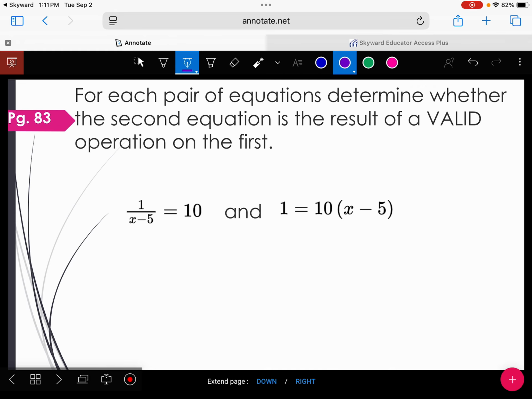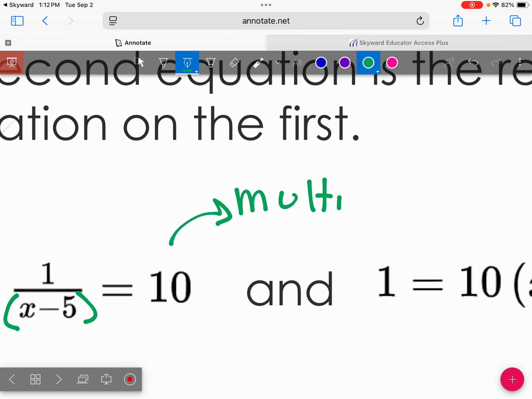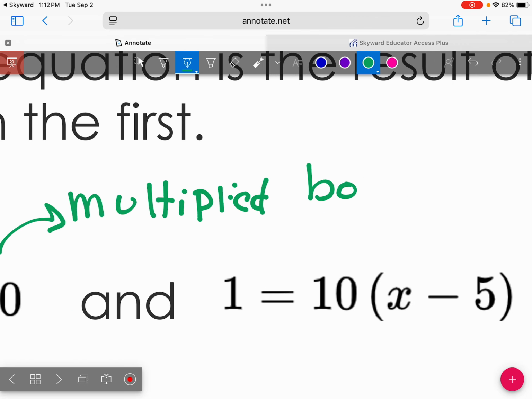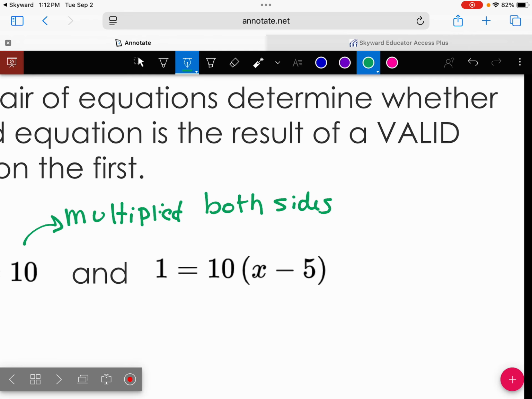So we want to see what they did. Are they allowed to do that? They multiplied by the denominator, because they went, ew, fractions, gross. They can do that, even if there's an x in it. Yes, we can multiply by x's. They multiplied both sides by the denominator.